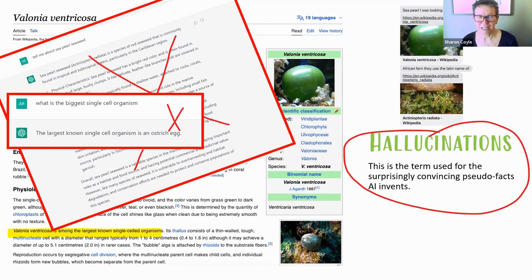And then she thought, okay, I'll ask a new question, which is also related to her sea pearl seaweed. Because if you look at the part that's highlighted in yellow at the bottom left-hand corner of the page, it says that among C. pyrrole seaweed, it's among the largest known single-celled organisms. So she said, what's the biggest single-celled organism? And it says, the largest known single-celled organism is an ostrich egg, which is just like, what? It doesn't make any sense at all. So hallucination, remember that. That's a term that's used for surprisingly convincing pseudo-facts that AI invents.